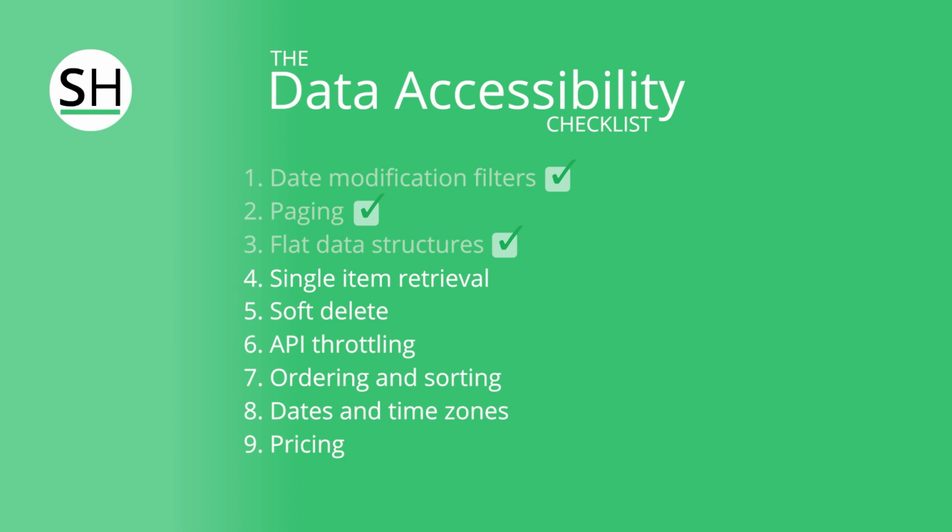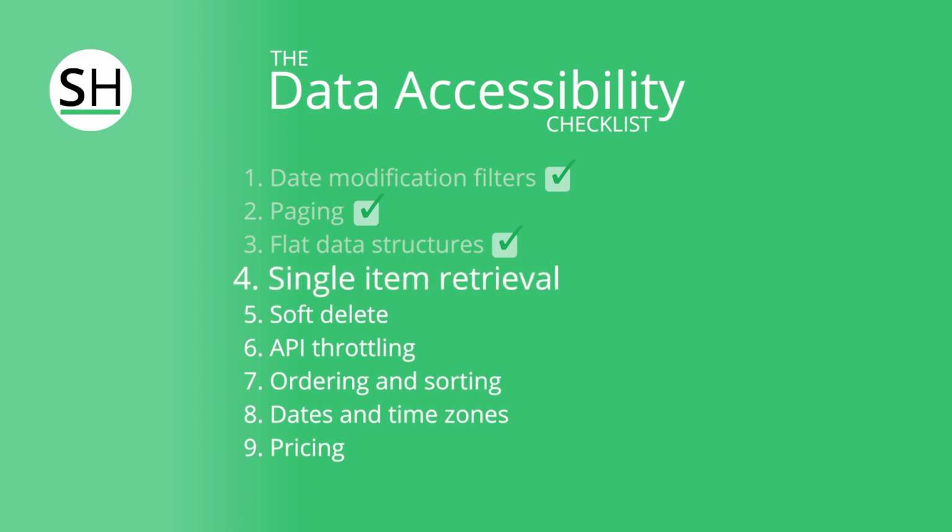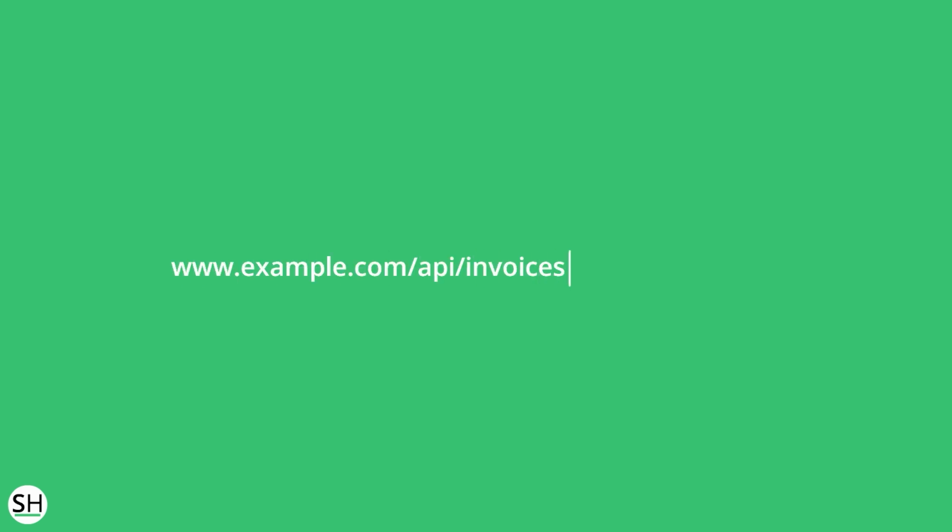So, with that in mind, let's move on to our 4th video, Single Item Retrieval. In previous videos, we have considered how an API is used to check for modified records and then request those records in bulk. However, equally important to data accessibility is the ability to retrieve a single record at a time.